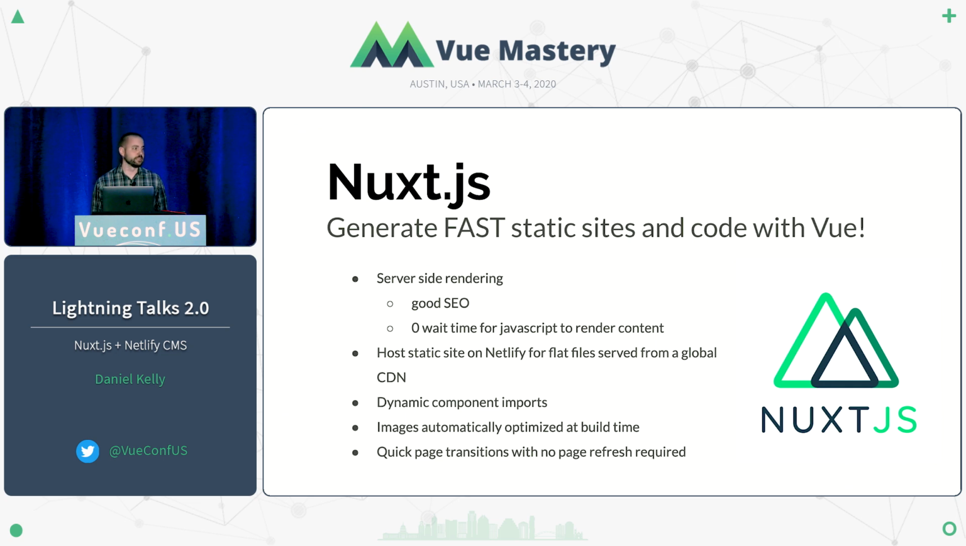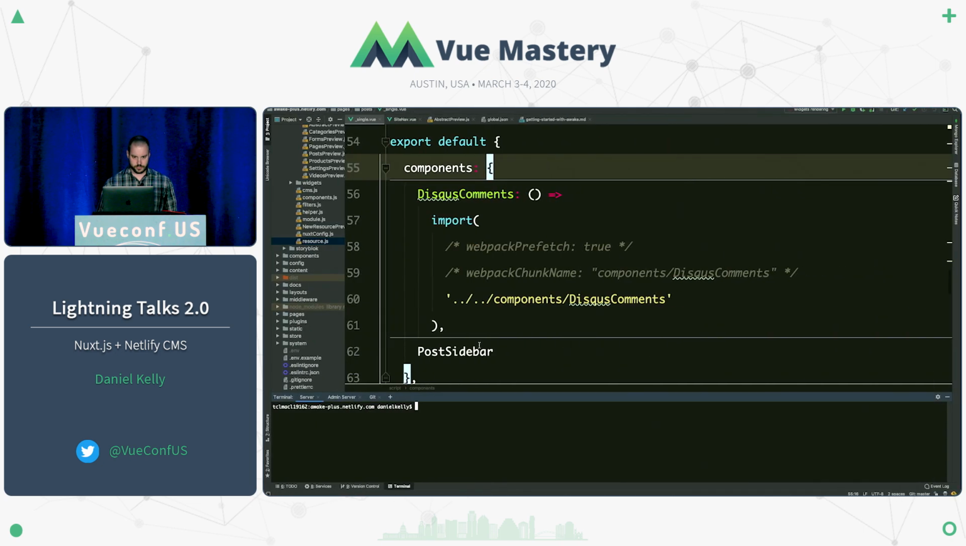Another thing that I learned as I was building this Nuxt site was that there's this thing called dynamic component imports. And it helped me be able to split up different pieces of my JavaScript and only serve the pieces of JavaScript that were relevant to the current page that was being served. And so that looks like this.